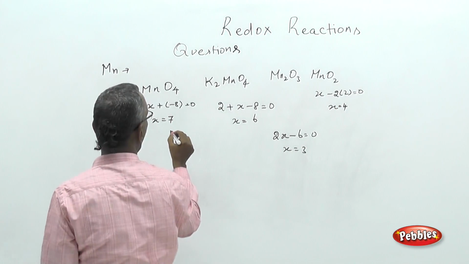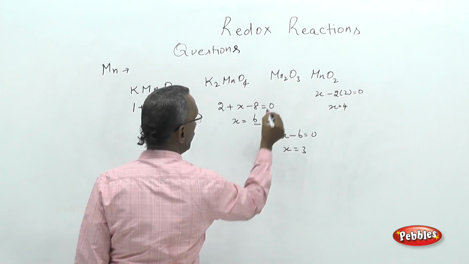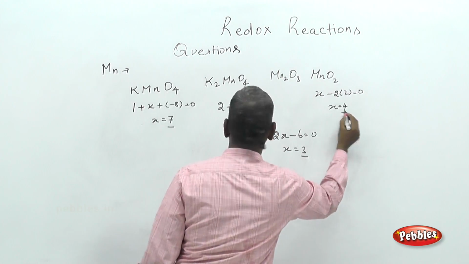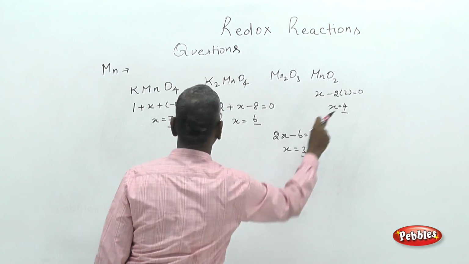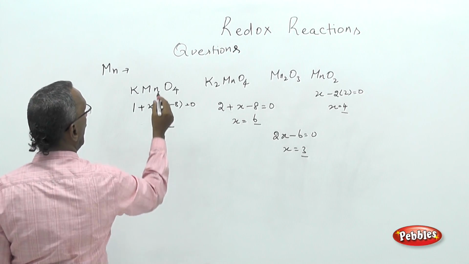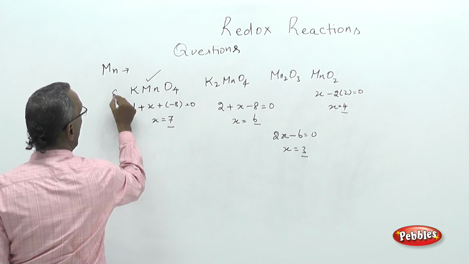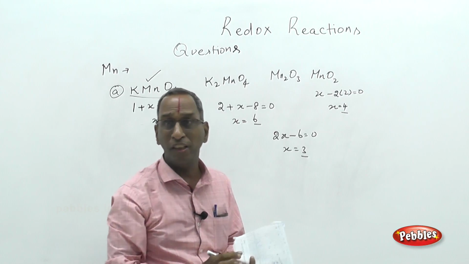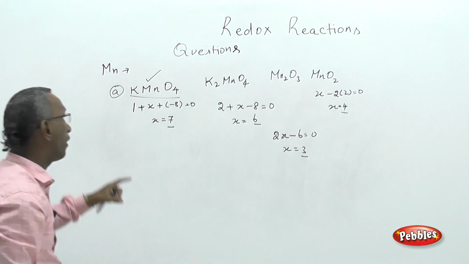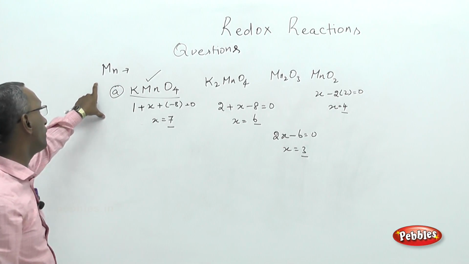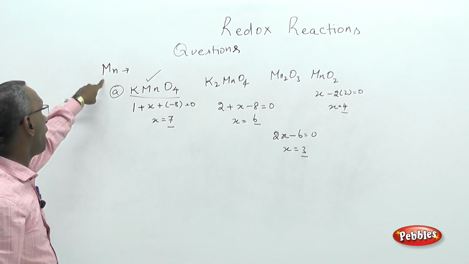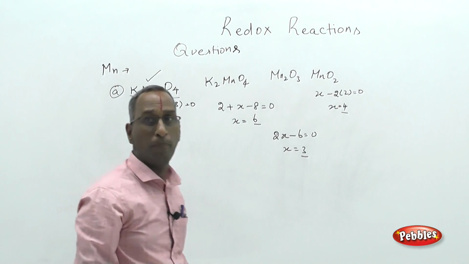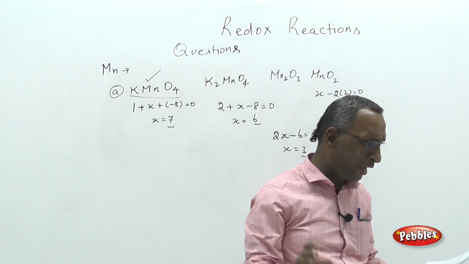So the different oxidation states are 7, 6, and for manganic oxide, 3, 4. The maximum value is 7. So the highest oxidation state compound is A, potassium permanganate. This eliminates other choices. So the correct answer for this question is that the highest oxidation state of manganese is present in potassium permanganate. So this finishes the current question.